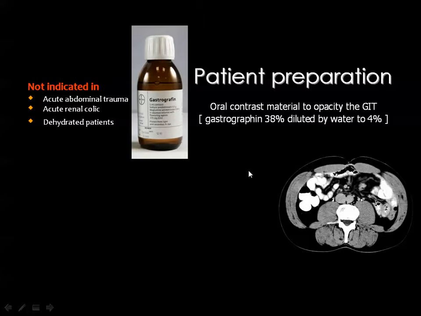And this gastrographin is available in 100 milliliter bottles, and we use only 15 milliliters added to 1.5 liters of water, and let the patient drink this amount over 2 or 3 hours. Then the aim of this gastrographin is to delineate the gut.